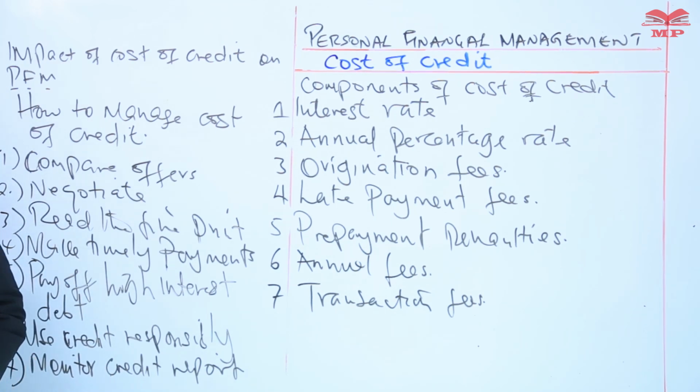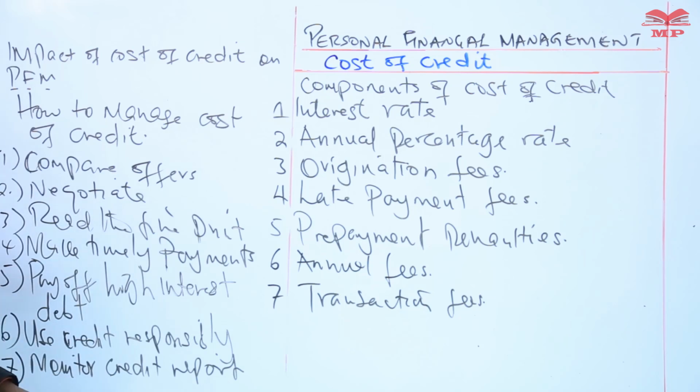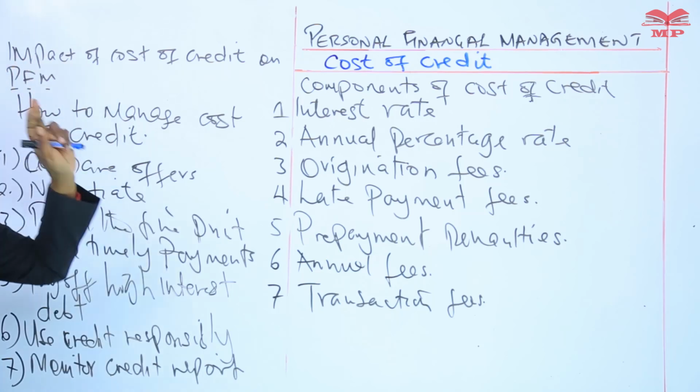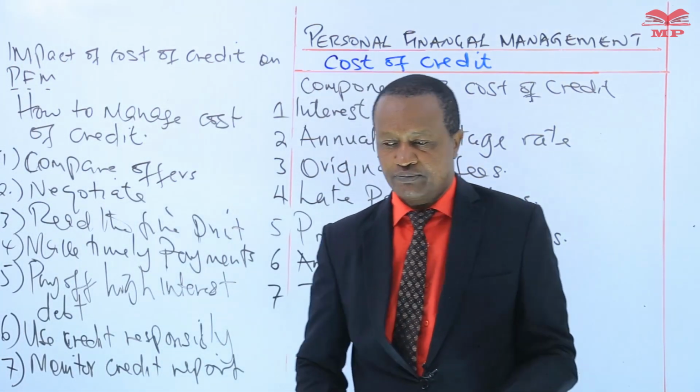So that marks the end of the lesson. We've studied the various components of cost of credit and some of the ways in which to manage cost of credit so as to deal with the impact of cost of credit, which we said can significantly impact one's budget and financial goals. We said that high interest rates and hidden fees can lead to overspending and debt accumulation and also financial stress.